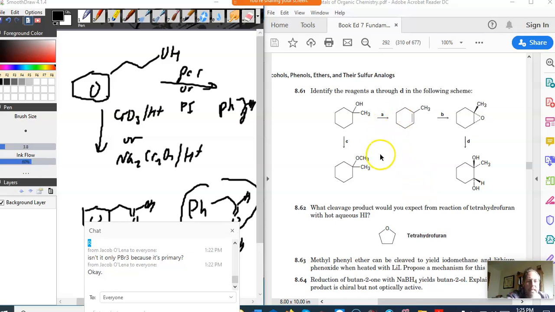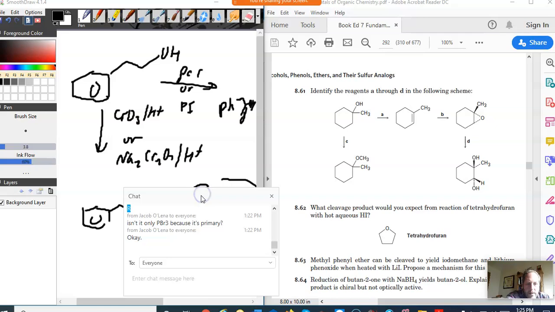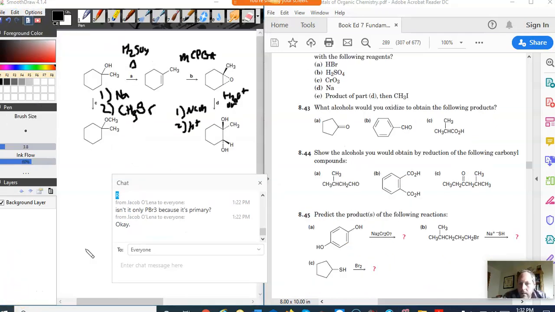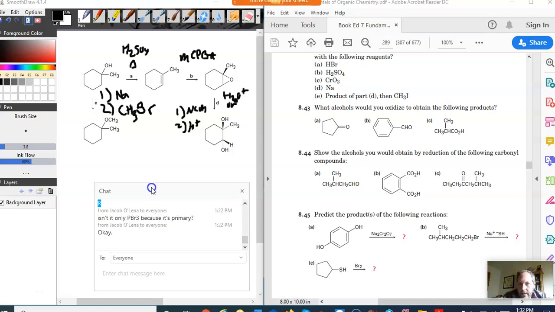And see where it says A, B, C, and D? It could be more than one step. It doesn't just have to be one reagent. You can add several different steps to it, so just keep that in mind. I forgot to hit record when I did this, but here are the answers for that problem. Okay, so we'll work on 44, and then when we come back, we will go over those, and that'll pretty much be it for the day.